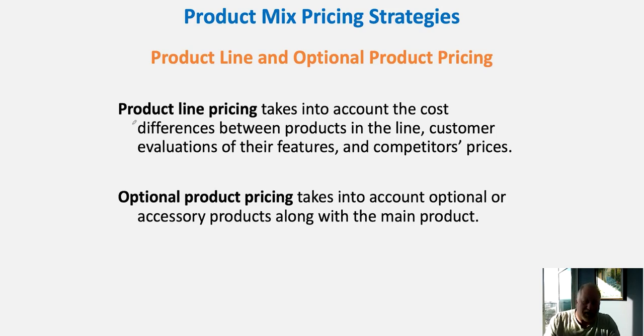Optimal product pricing, on the other hand, takes into account optional or what we call accessory products along with the main products. So what it says is, if we were to combine all the accessories with this product and get to a point where we could really charge the most amount for that product that we can and gather the most profits, what would that configuration look like? And how should we price our products under that configuration? That's what we call optimal product pricing.